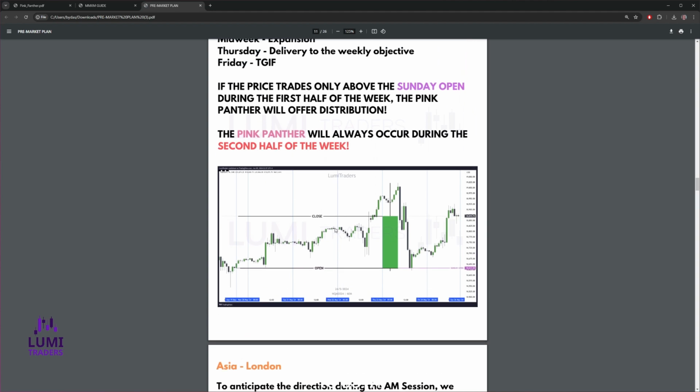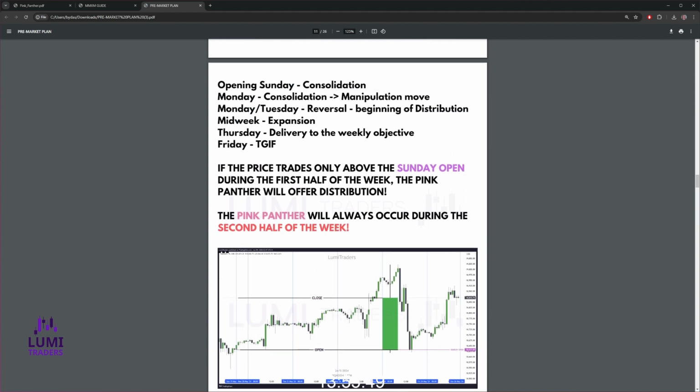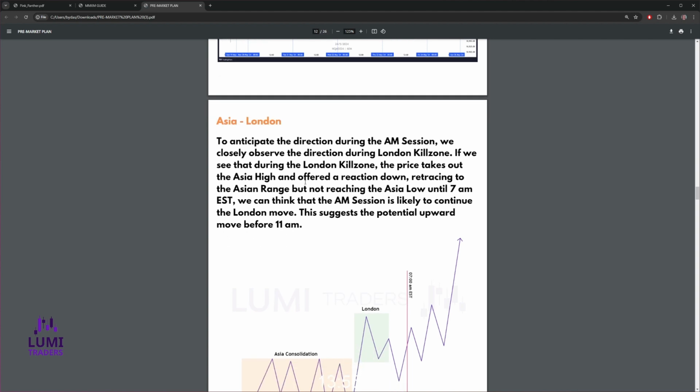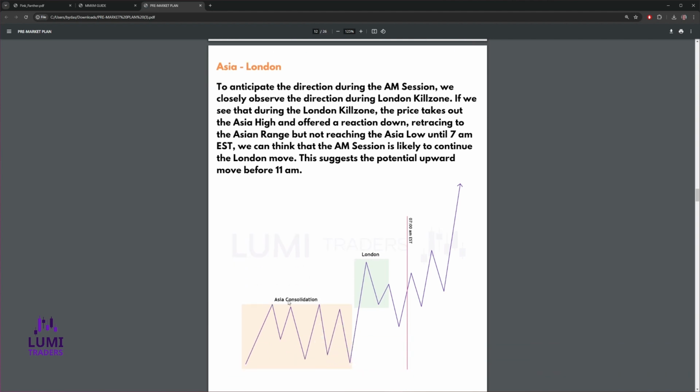Okay, once again, Sunday open is also nice to use for your daily analysis and for your weekly analysis. Okay, Asia high and low and London high and low. To anticipate direction during the AM session, we closely look at the direction during the London kill zone. If I see that during the London kill zone, price takes out Asia high, and offers a reaction down back to the Asian range.